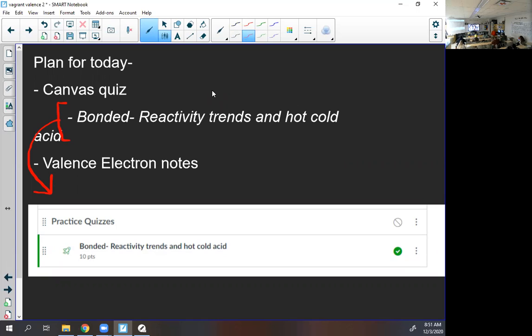All right, so if you would log into Canvas, and then at the top it has the admin tab, and then it has the bonded module. It may already be open, I don't know, but click on it, and at the bottom, you'll see a header that says practice quizzes, and below that, you will see bonded reactivity trends, hot and cold.